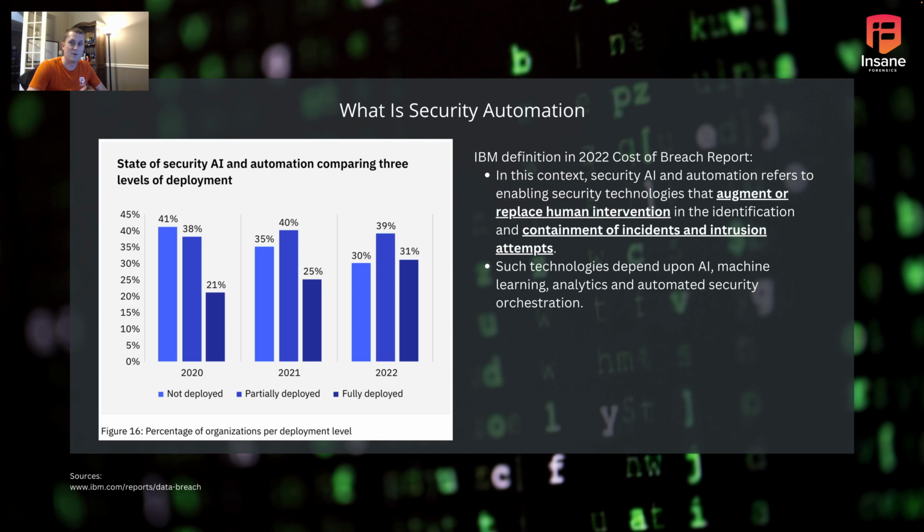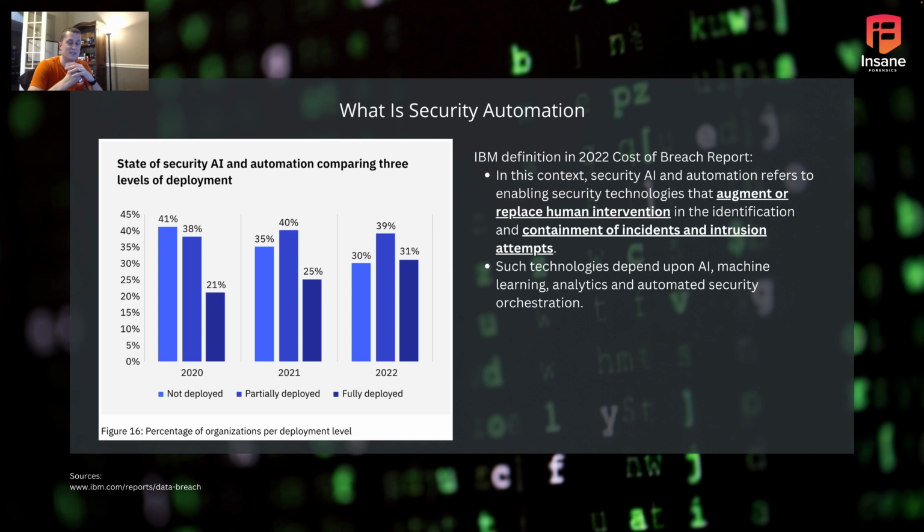So let's start out first by talking about what security automation is. And for this definition, we actually pulled from IBM's cost of a breach report. The last few years in their report, they had security automation and AI as a category, and they have a really good definition for it. When we look at what automation means in the security context, it's that ability for the technology to augment or replace human intervention. So it's not necessarily the full replacement, as we'll see.